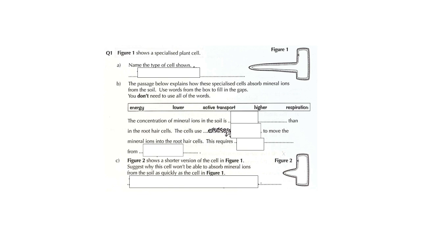Figure 1 shows a specialized plant cell. Name the type of cell shown. This is a root hair cell, easily recognizable because of its shape and having no chloroplast. The passage below explains how this specialized cell absorbs mineral ions from the soil. Use words from the box to fill in the gaps.